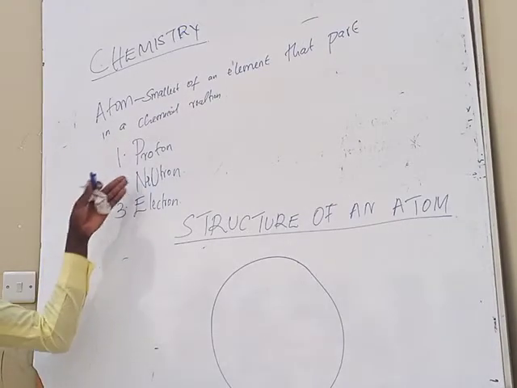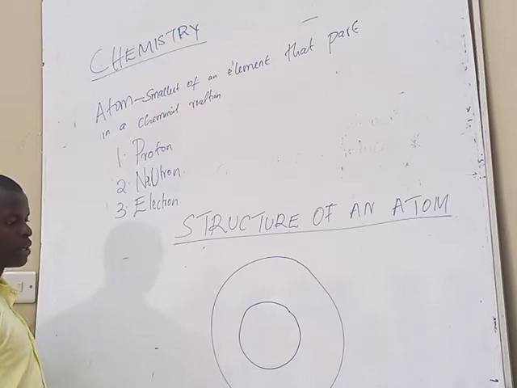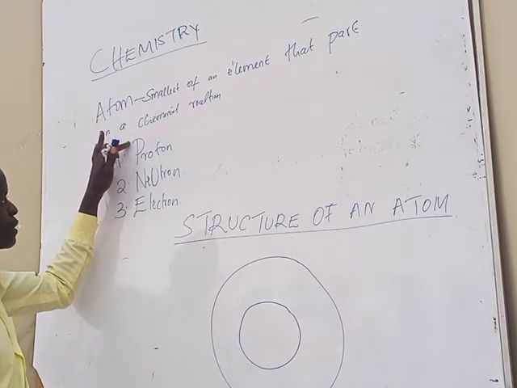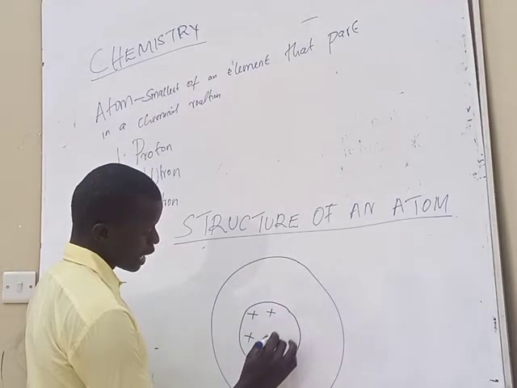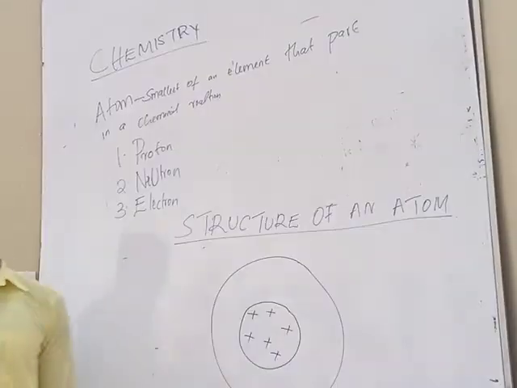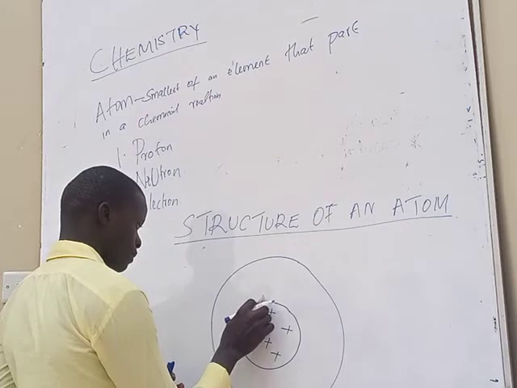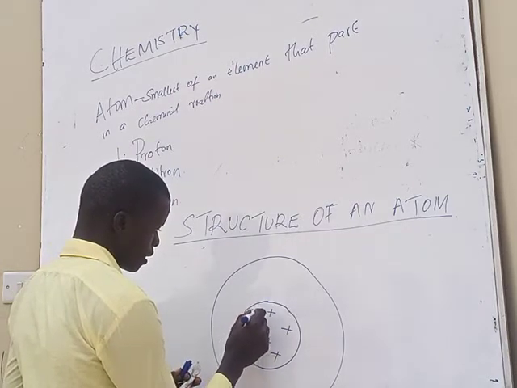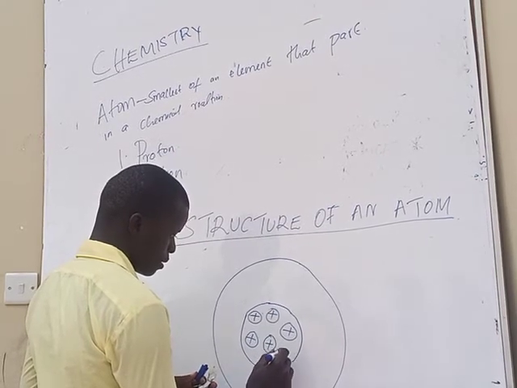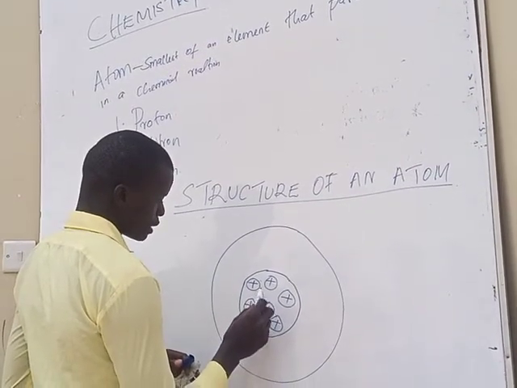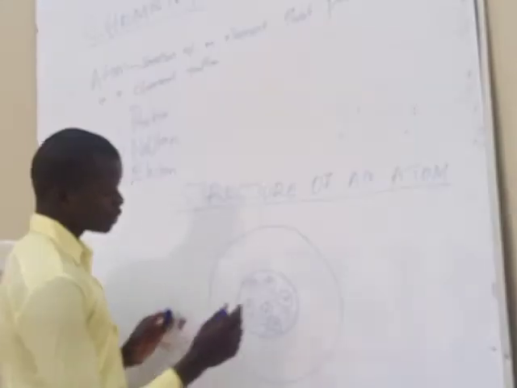As you can see, the protons and the neutrons are found at the center. So at the center here, we have the protons and neutrons. The way we indicate them: protons are always positively charged, so the positive charge will indicate the number of protons. Then we'll have the neutrons with no charge.